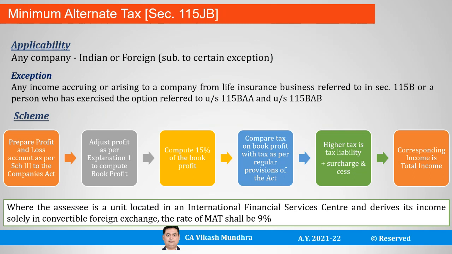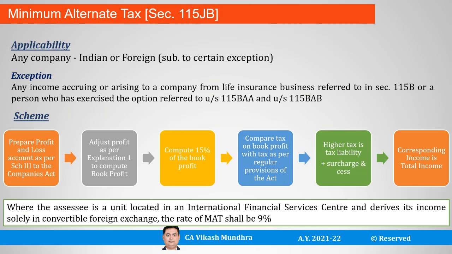You are supposed to adjust the profit as per Explanation 1 of section 115JB. In Explanation 1 of section 115JB, a few adjustments have been given. A few items are required to be added back to the profit and loss, and a few items are supposed to be reduced from your profit. The resulting figure is termed as book profit. What are these items? We will discuss later on. You just understand that there is a list of items which you are required to adjust in your profit figure. Whatever profit you have in your PL account, you are supposed to adjust as per Explanation 1 of section 115JB to derive book profit. There are some plus items, there are some minus items. The resulting figure is termed as book profit.